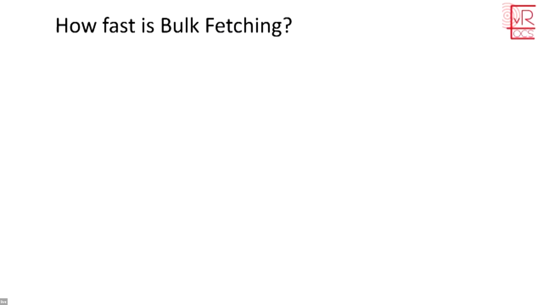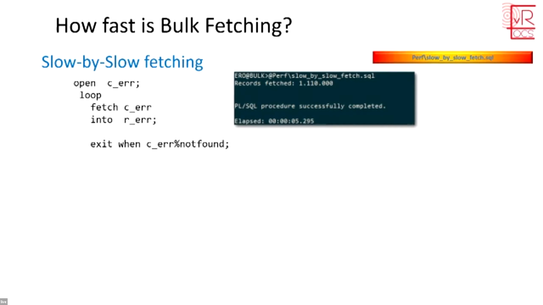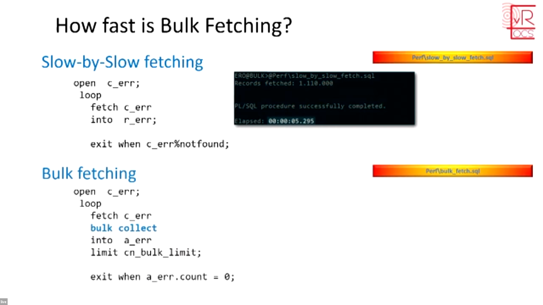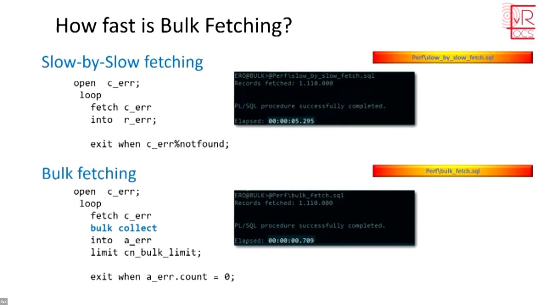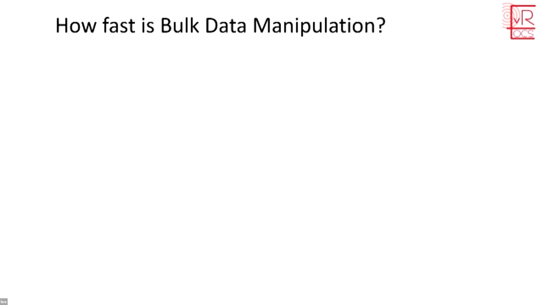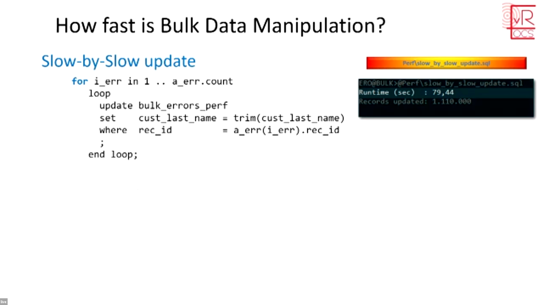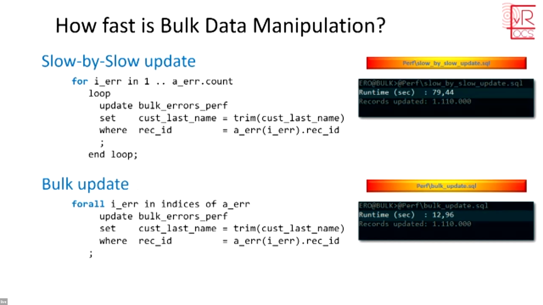So how fast is bulk processing? If I do a slow by slow fetch like this, and I run this, then it runs in 5.3 seconds. If I do the exact same thing, but with a bulk collect, it runs in 0.7 seconds. So that's an impressive improvement. If I do a DML without bulk, it runs in 79 seconds, almost 80. If I do the same thing in bulk with a FORALL statement, it runs in 12.96 seconds.